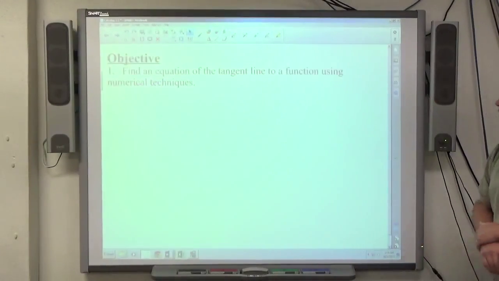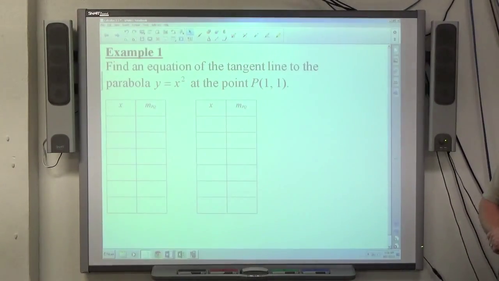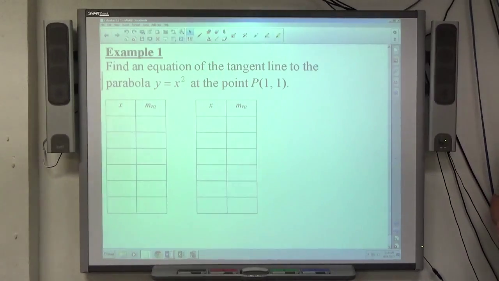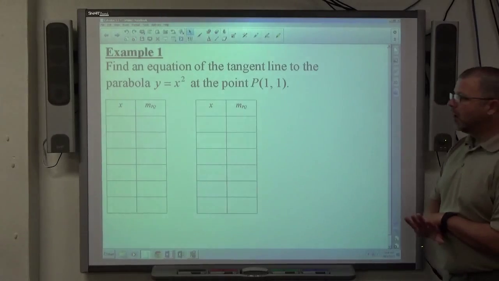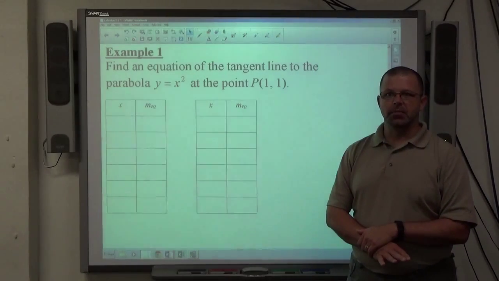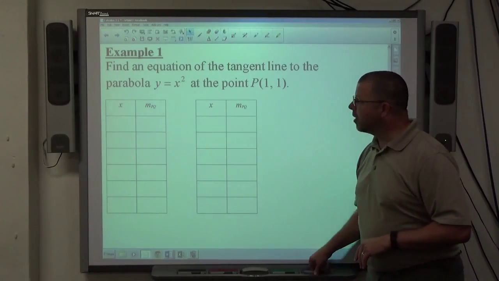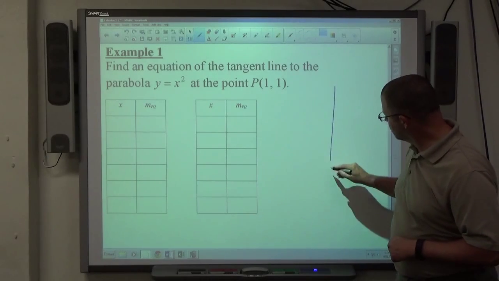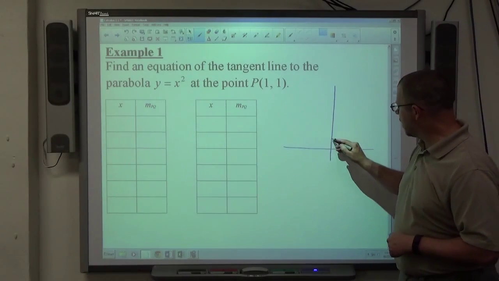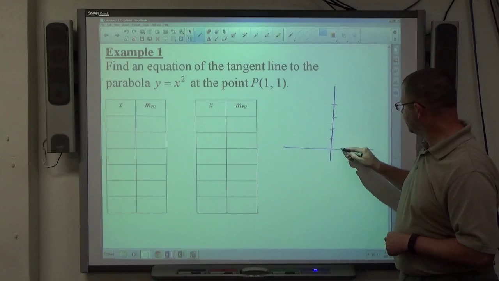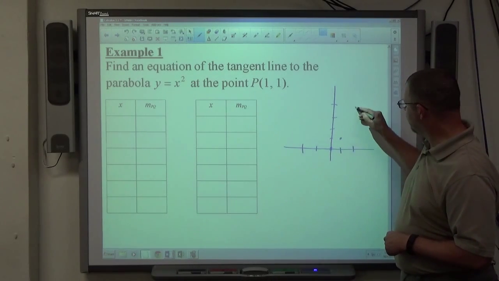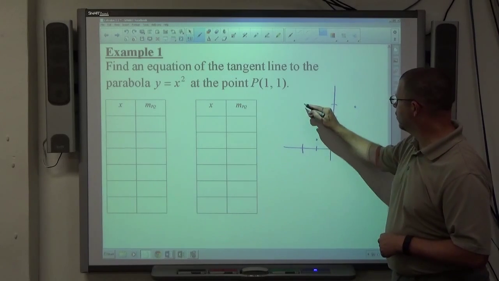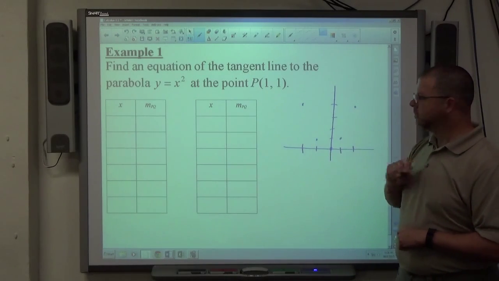So here we go. Find an equation of the tangent line of the parabola y equals x squared at the point (1, 1). No graphing is necessary to do this, but just to give you a visual, if I've got y equals x squared, (0, 0), (1, 1), (2, 4), (-1, 1), (-2, 4), right? It's just a parabola.